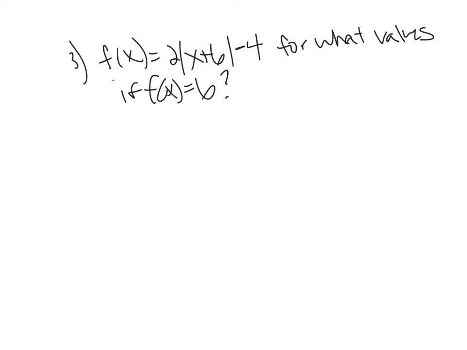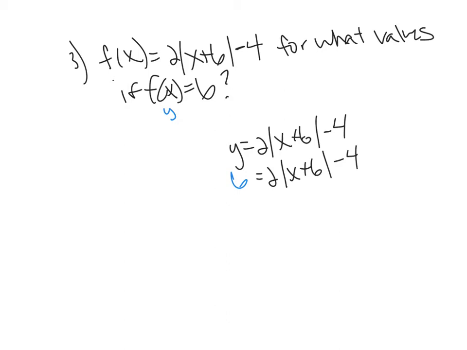Well, when you look at the problem like this, f of x is just fancy for y. So really here, y equals 6. So we really have the equation y equals 2 absolute value x plus 6 minus 4, and we can plug in the y value of 6. So now we're just going to isolate the x. Our goal here is to isolate the x.